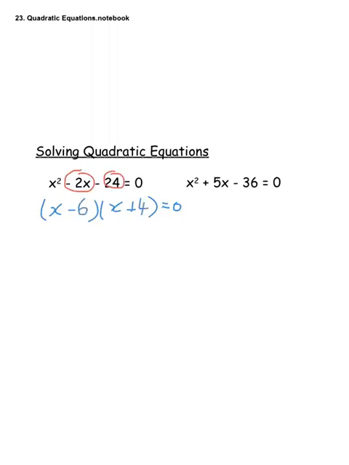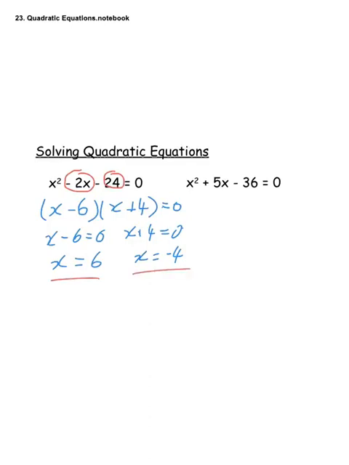We can then go ahead and complete our two little equations here. x minus 6 equals 0 and x plus 4 equals 0. That means the x has to be positive 6 or x has to be negative 4. Those are our two answers there. Okay, we're going to do the second one as well.